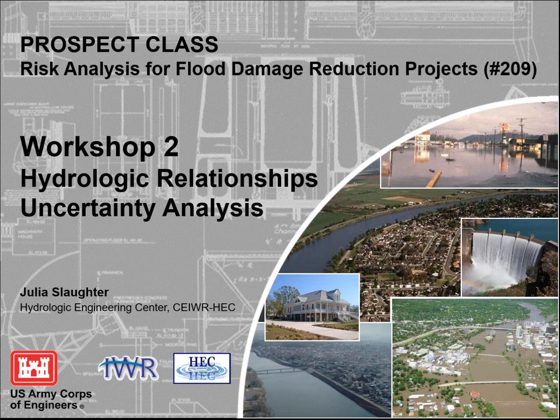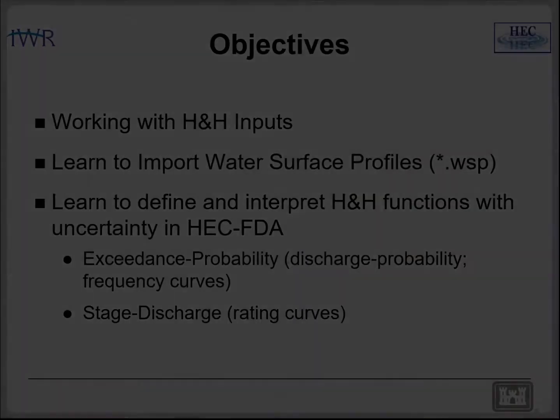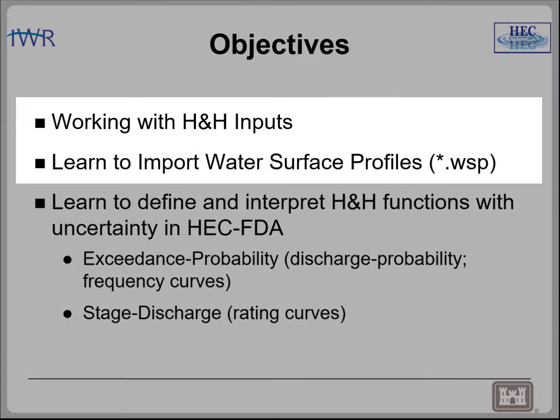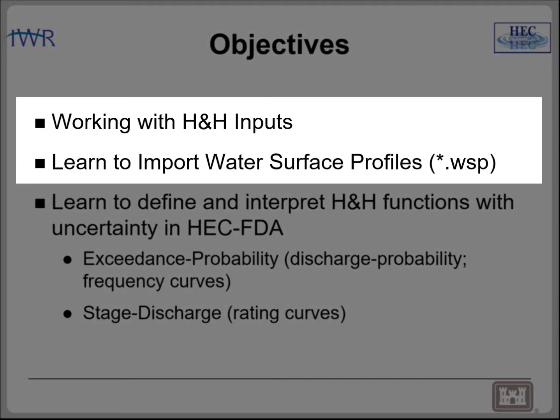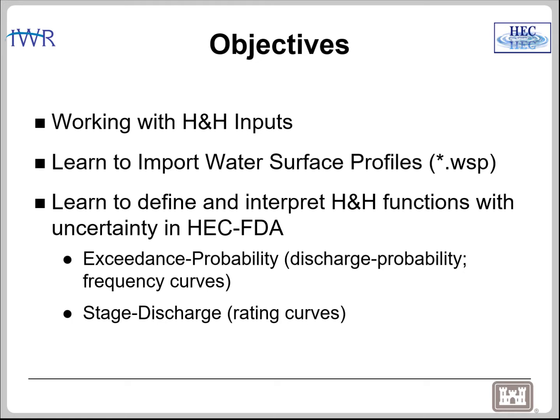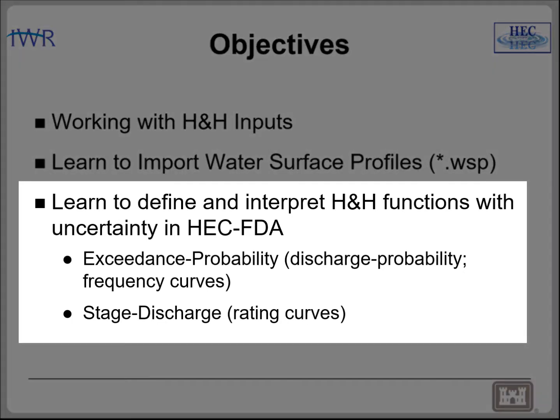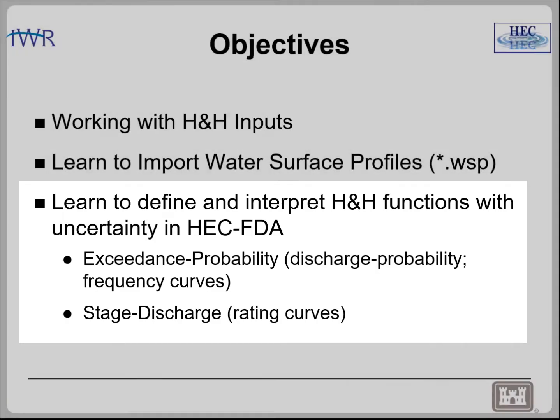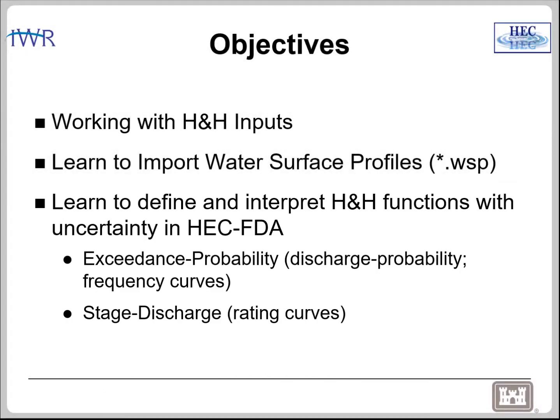We will be discussing Workshop 2, which is titled Hydrologic Relationships Uncertainty Analysis. In this workshop, you will learn how to import HEC-RAS exported water surface profiles. And from these water surface profiles, you will define and interpret the H&H functions generated from the imported water surface profiles. Specifically, we will be looking at the exceedance probability and stage discharge functions in HEC-FDA.